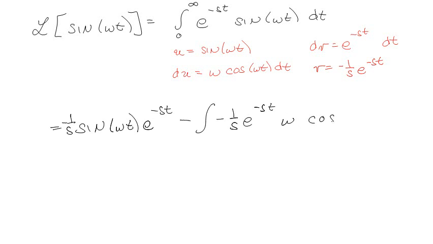omega cosine omega t dt, and you're probably already getting a little depressed, but that's okay because depression inspires you to be better at math so that people will be impressed and excited about math.